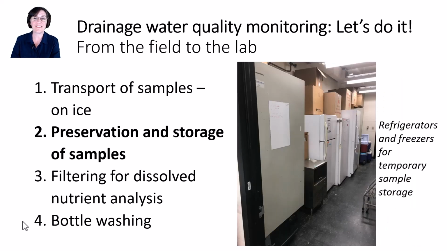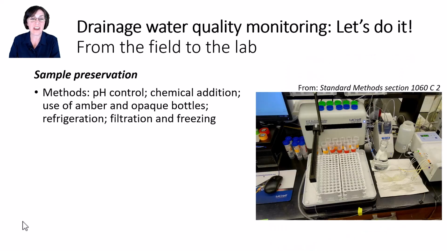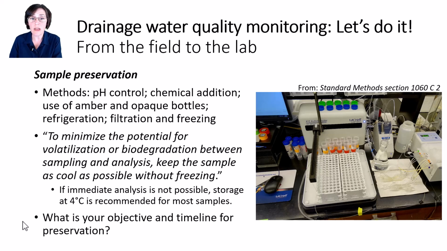Moving on to sample preservation and storage, just like sample transport, these two components are important details to report because they're indicators of the quality of your data and the quality of your process. The standard methods for the examination of water and wastewater is the standard, literally, for water sample preservation and storage procedures. In our lab, we normally use pH control or acidification, refrigeration, or freezing the sample. You should note that freezing a sample prior to analysis is not the preferred method. That's where you should consider what is your timeline for the preservation process that you're doing.